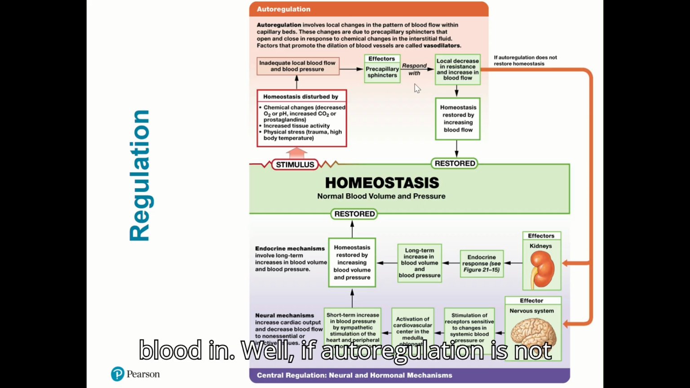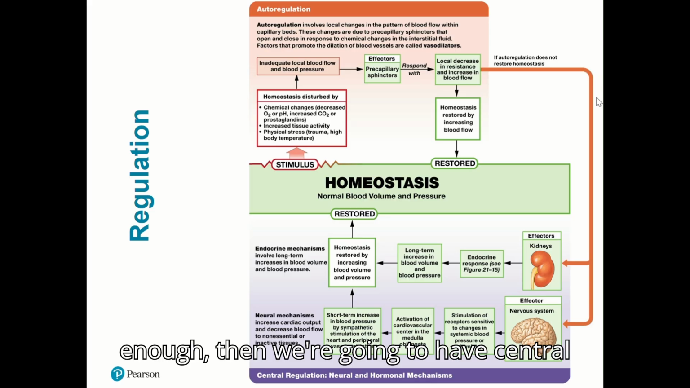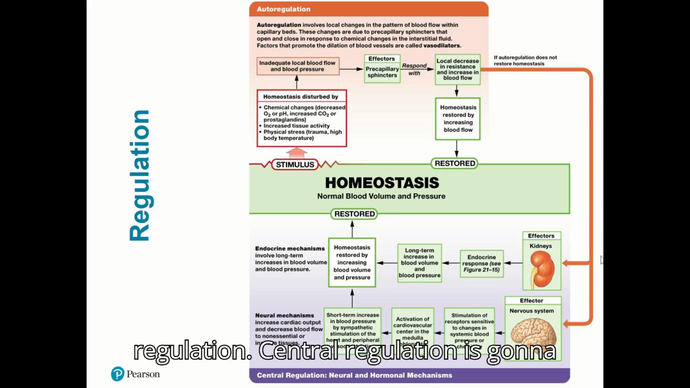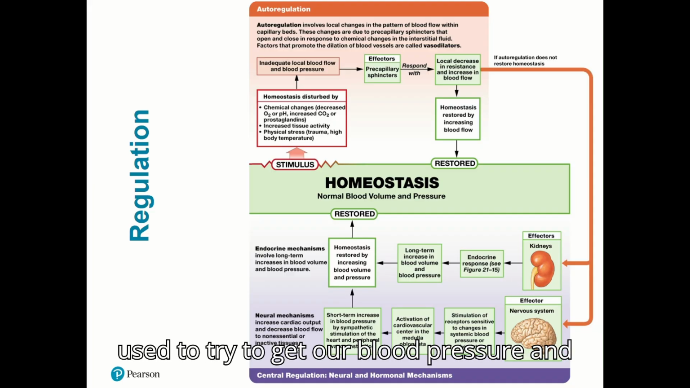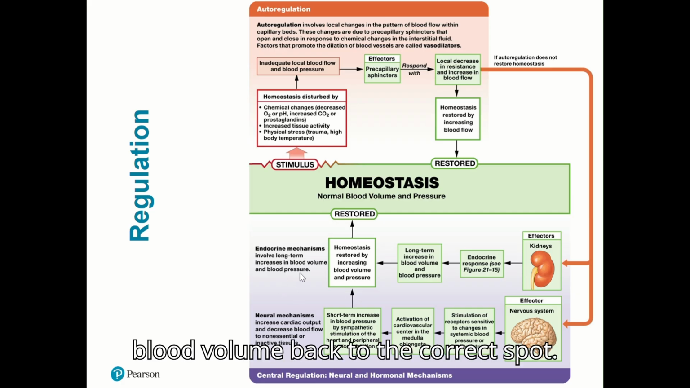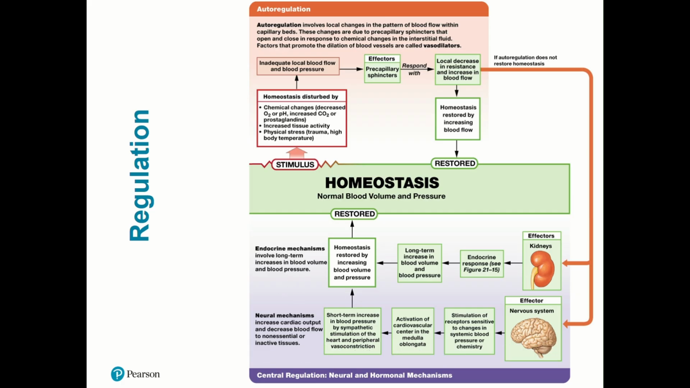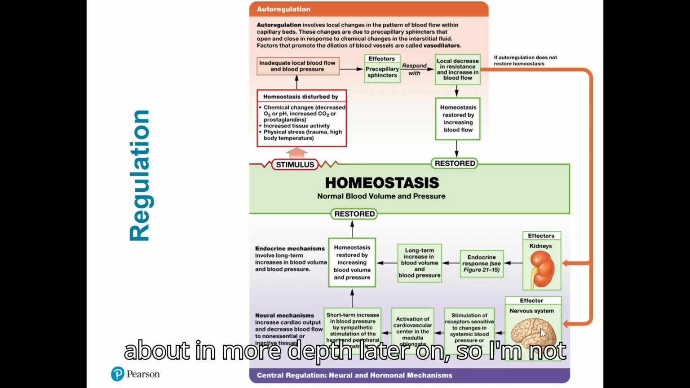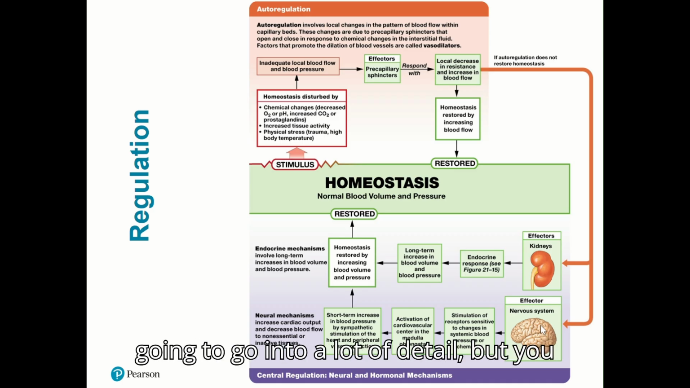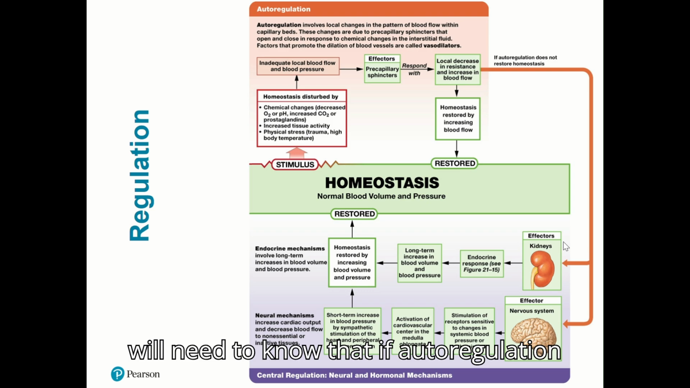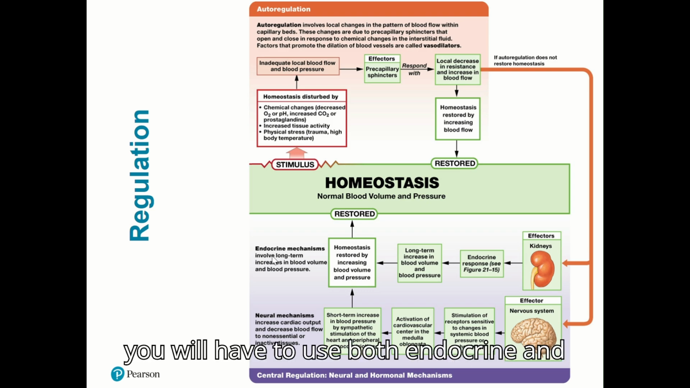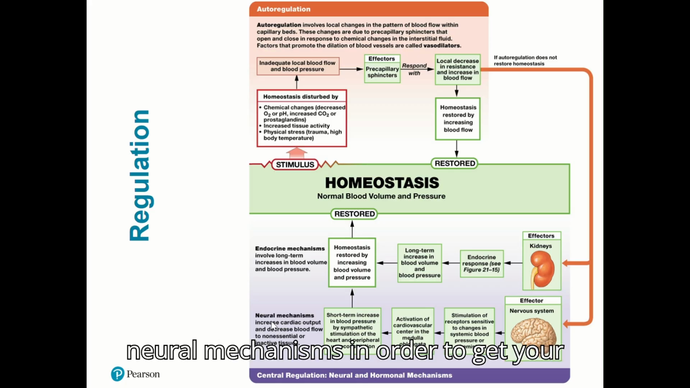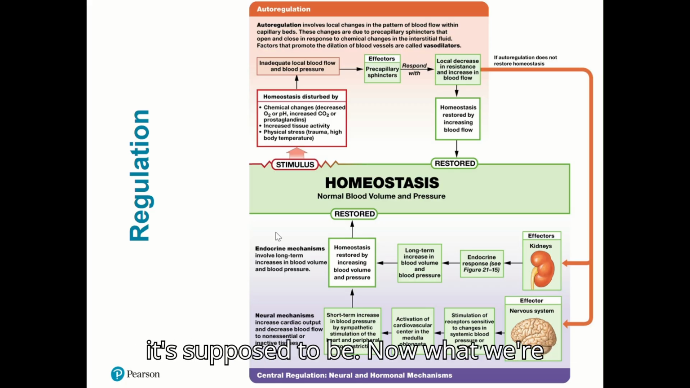Well, if autoregulation is not enough, then we're going to have central regulation. Central regulation is going to involve both endocrine and neural mechanisms, both of which are going to be used to try to get our blood pressure and blood volume back to the correct spot. These are things that we're going to talk about in more depth later on, so I'm not going to go into a lot of detail, but you will need to know that if autoregulation fails to bring us back to homeostasis, you will have to use both endocrine and neural mechanisms in order to get your blood volume and pressure back to where it's supposed to be.